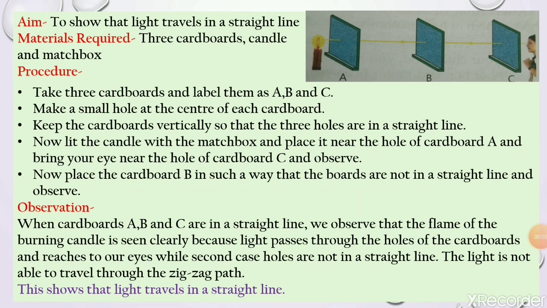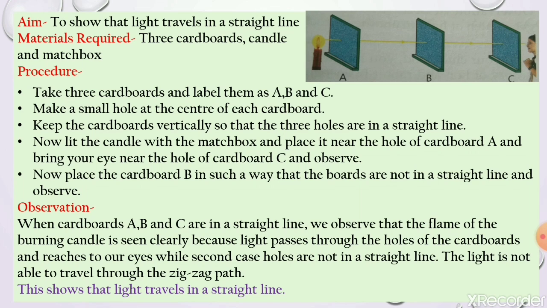Now students, we have one activity to show that light travels in a straight line. This activity you have studied in class 6 also, in which we need three cardboards, one candle and a matchbox. What we have to do is take three cardboards and first of all label them as A, B and C.